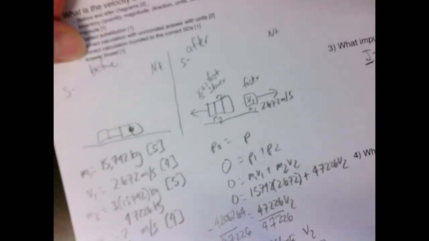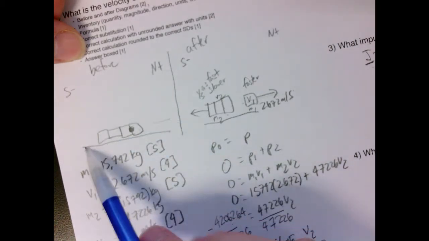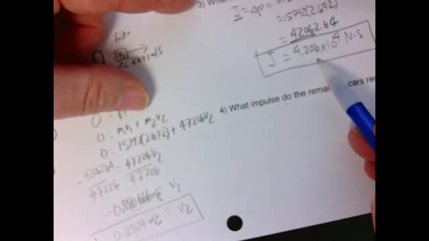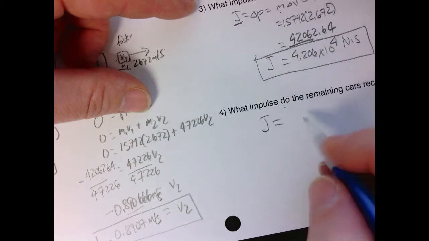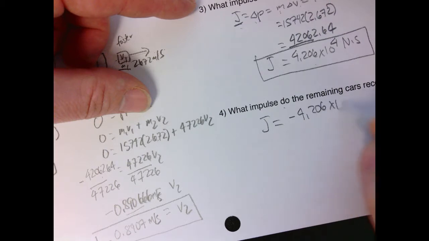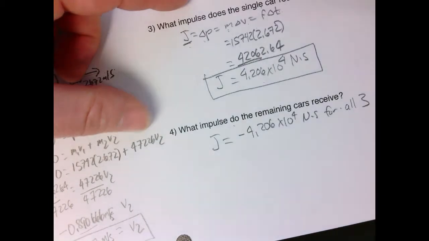Now, of course, we know in an explosion, the momentum gained by one object in the positive direction is offset by the momentum in the negative direction, so they should be equal in magnitude and opposite in direction. So if the one received this, then the impulse of the 3 cars should be opposite that, negative 4.206 times 10 to the 4th newton seconds for all 3.